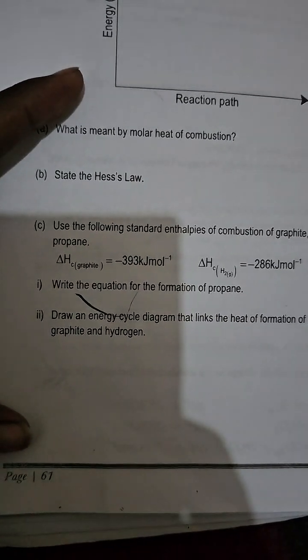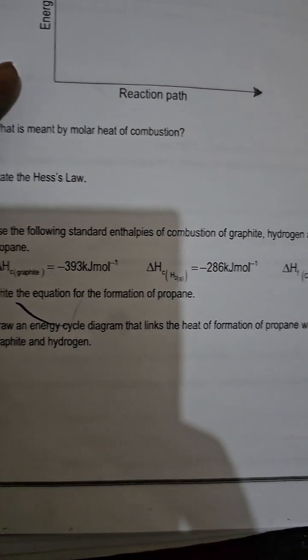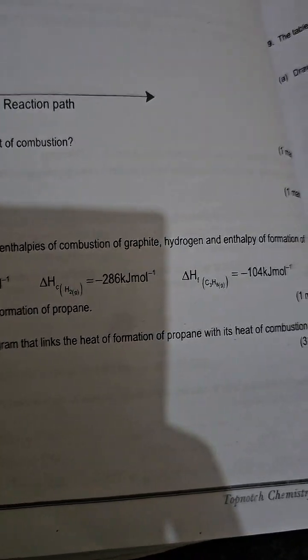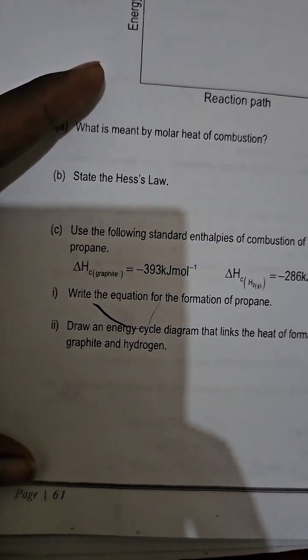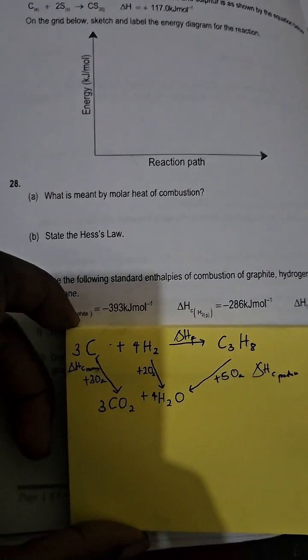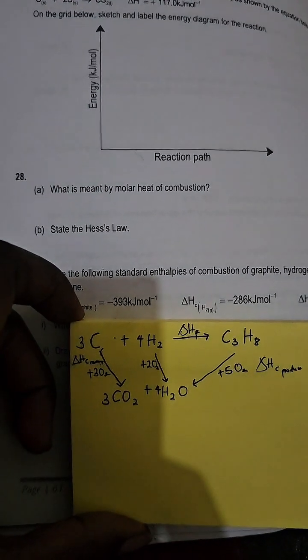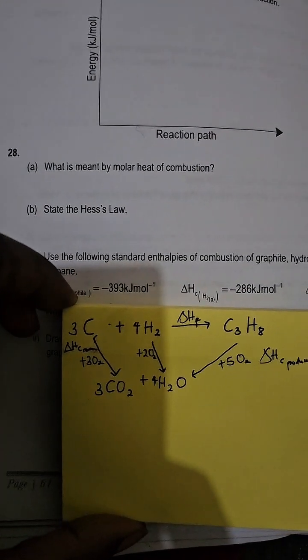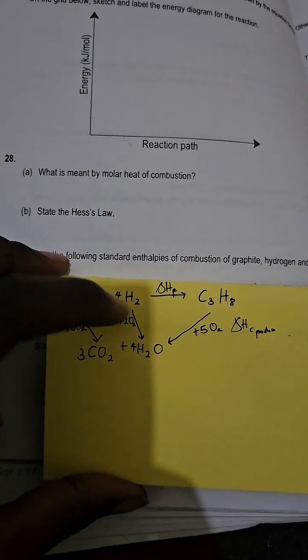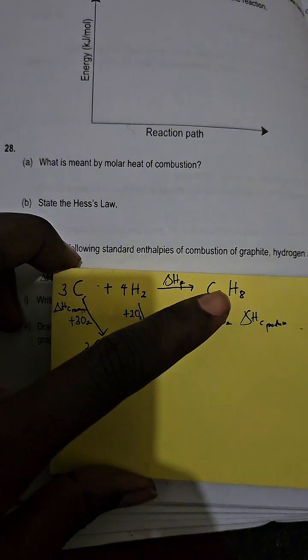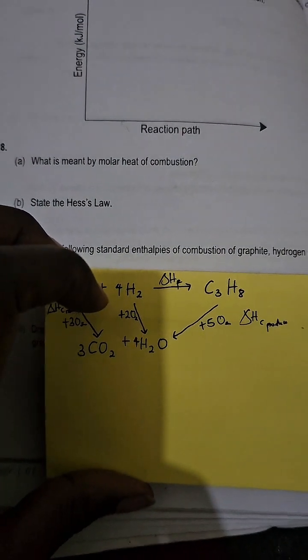The next question is asking, draw an energy cycle diagram that links the heat of formation of propane with the heats of combustion of graphite and hydrogen. This is what it looks like. We have the enthalpy of formation on top, and then we have the enthalpies of combustion of carbon and hydrogen. This is the enthalpy of combustion of propane.